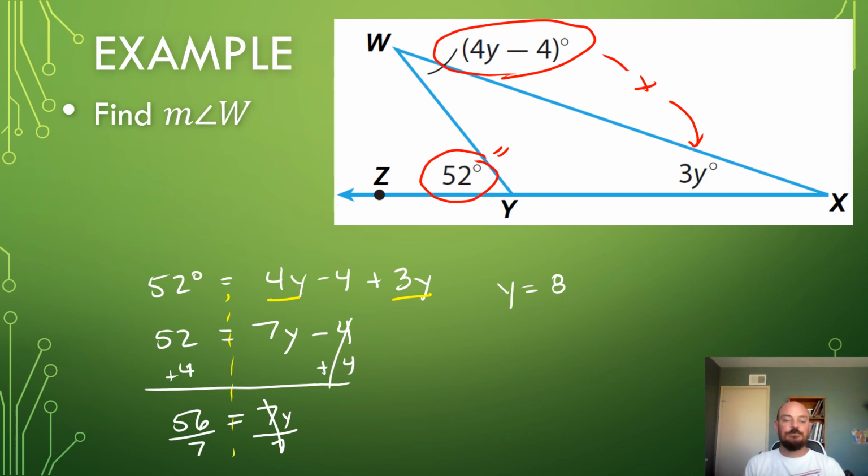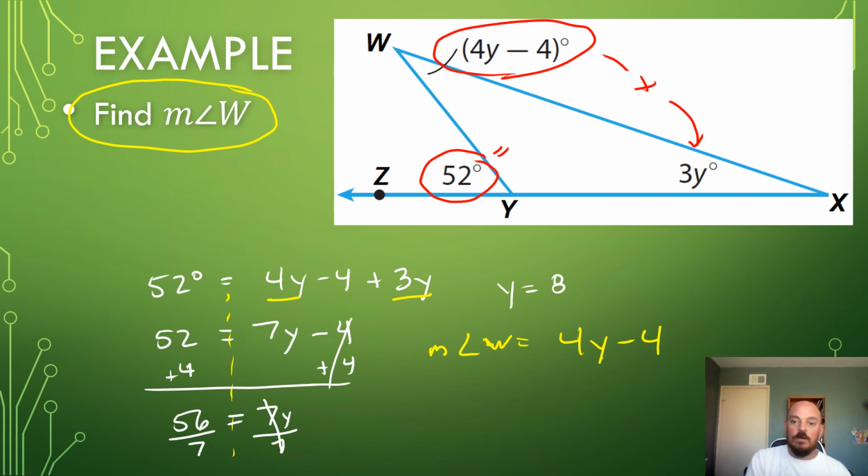Okay. But that's not the answer to the question. That's the other thing I told you about these geometry questions. Don't just solve for y, put a box around it, and move on to the next question. You always go back and look for what you're being asked to find. In this question, I asked you to find the measure of angle W. Well, angle W is 4y minus 4. So I want to take that 8 and substitute. That will be my final answer.